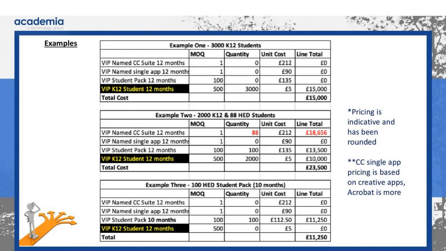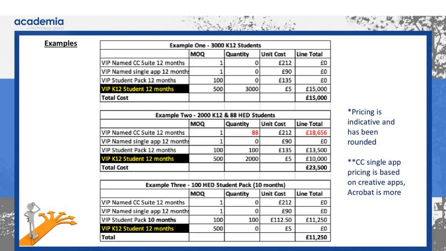That number doesn't total up in here. But 88 single named user licenses, that unit cost comes in at over £18,500. It's absolutely valid. And as I mentioned earlier, once you get to around 60, you want to start looking at the student pack. That's where the price break starts to make this more attractive.